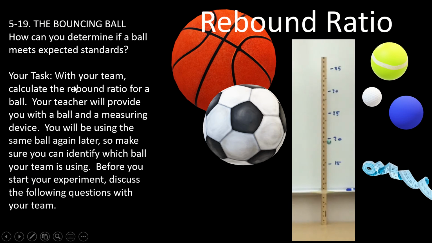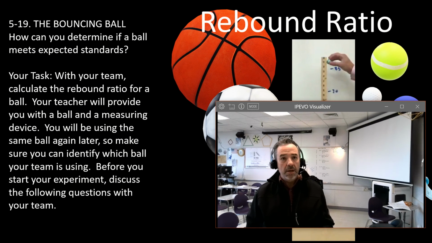Your task with your team is to calculate the rebound ratio for a ball. Your teacher will provide you with a ball and a measuring device. You'll be using the same ball again later. In fact, I think in tomorrow's lesson we're going to refer to the same one. So make sure you can identify which ball you have. The difference here is we're not actually going to be able to collect this data. This is going to be a set of data that I give you, and the ball that we're going to be using is this specific one.